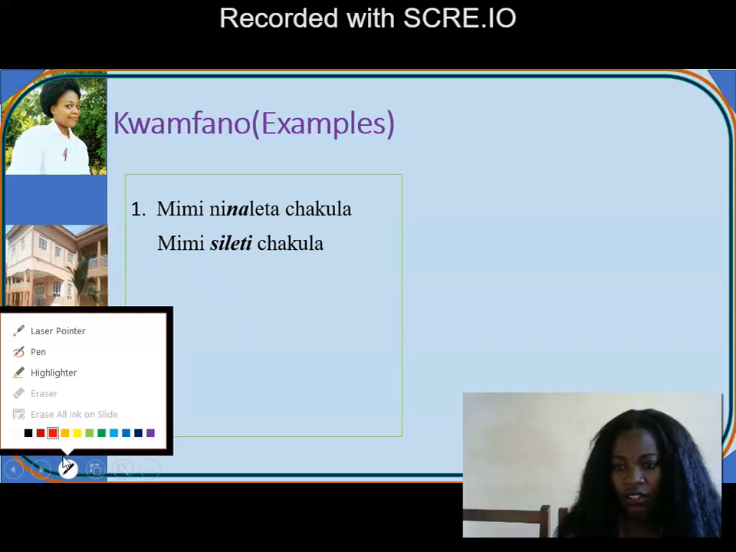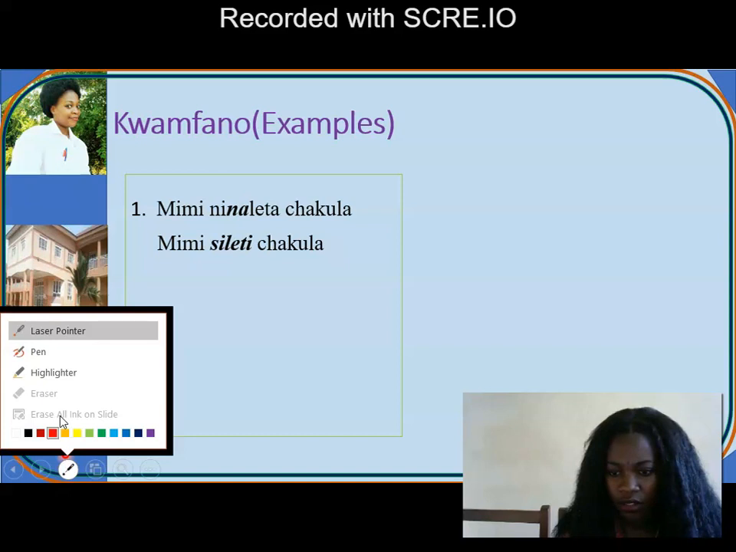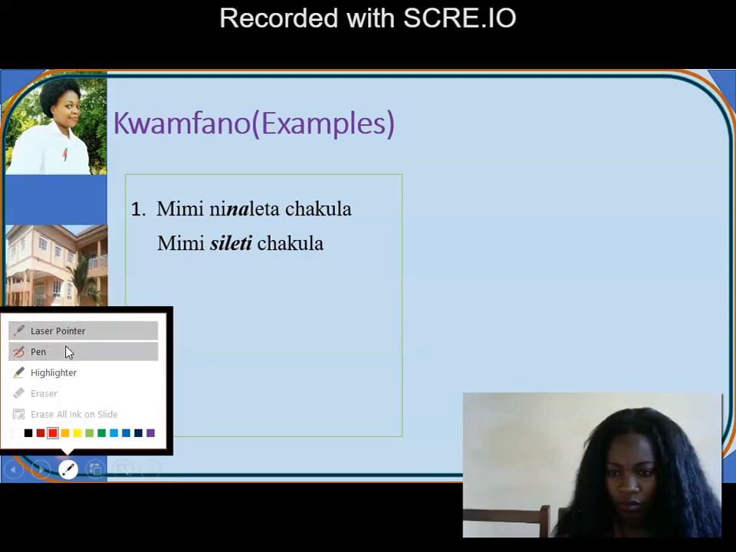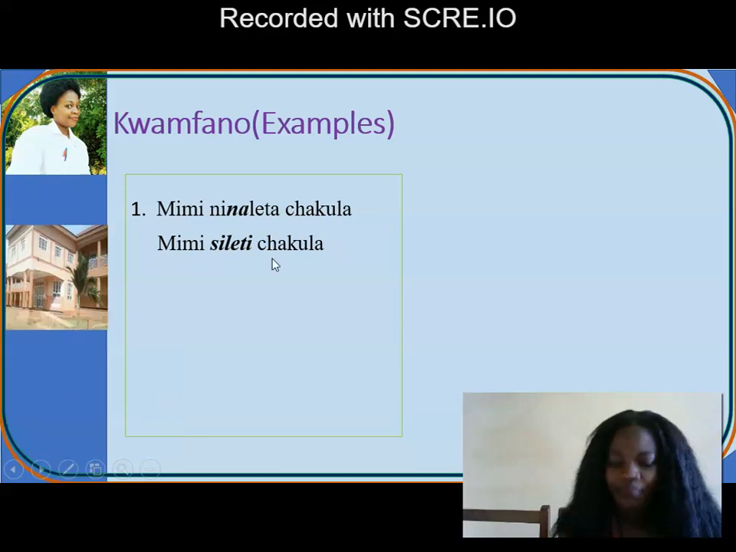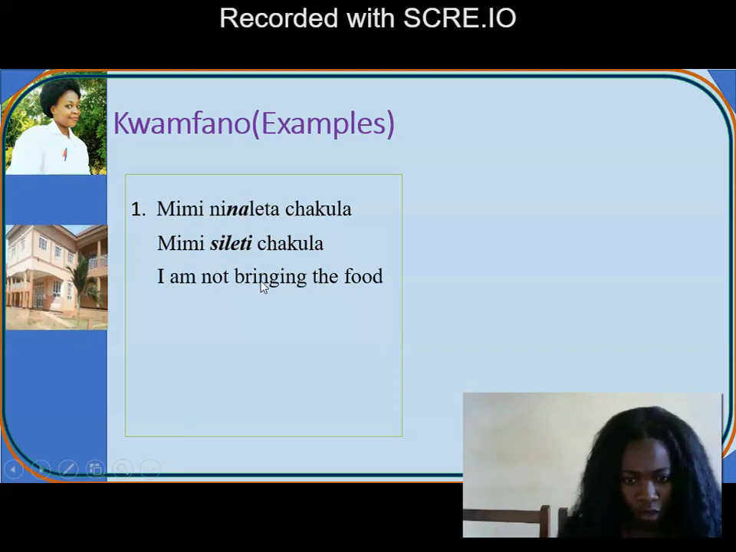Mimi sileti chakula. Then the translation will be: I'm not bringing the food. What shows that it is not is the ni na. I'm not bringing the food.